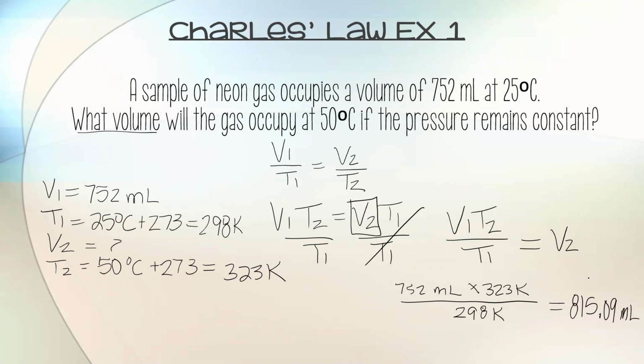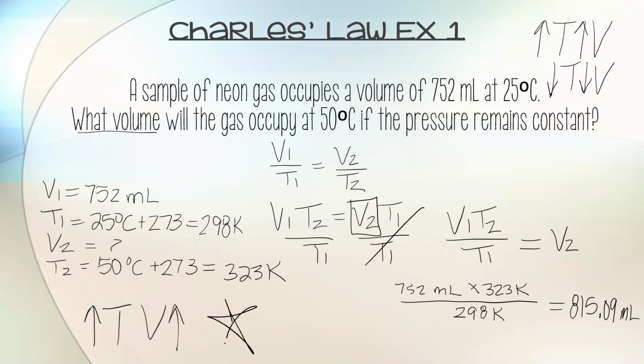milliliters. So let's check. Charles says if temperature goes up, volume goes up. If temperature goes down, volume goes down. So what happened to temperature? Temperature went up, it increased. That means volume should go up. Did it? Well, it went from 752 to 815. So yes, it did. So we are good to go. You could also plug everything back into this equation or this equation, and they should be equal.